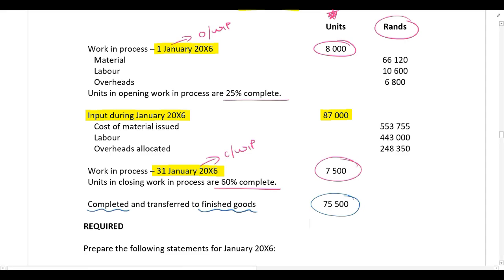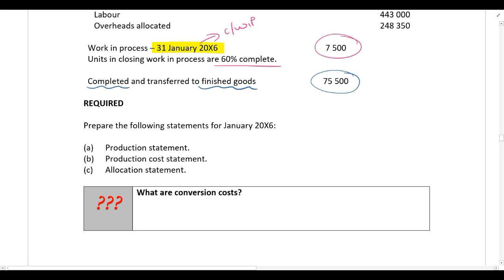In terms of the required, when it comes to process costing, the types of things you can expect to be asked is to prepare the production statement, to prepare the production cost statement, and lastly, the allocation statement. So those are the three formats that you would need to study. Let's just answer this question over here before we move on. What are conversion costs? Remember, my conversion cost is my direct labor and my manufacturing overhead.